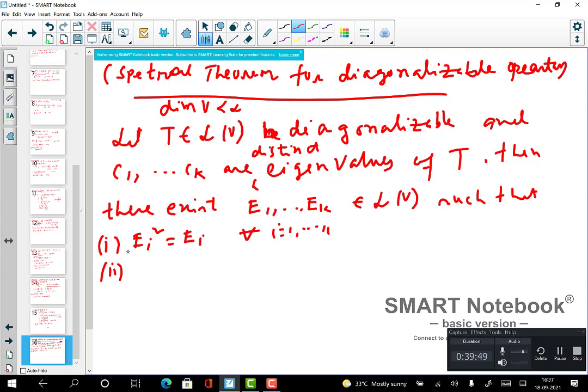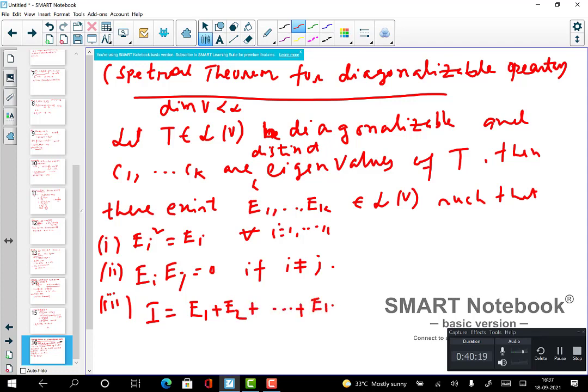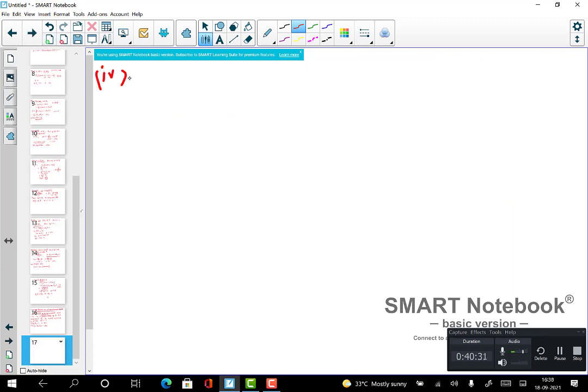Number two is that obviously e_i e_j will be 0 if i is not equal to j. And what is important, number three, is that you can write the identity I as the sum e1 plus e2 plus ... plus ek. Number four is that T can be decomposed into something very nice: c1 e1 plus c2 e2 plus ... plus ck ek.